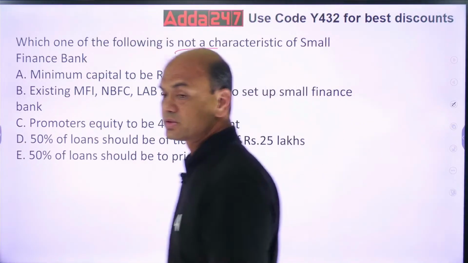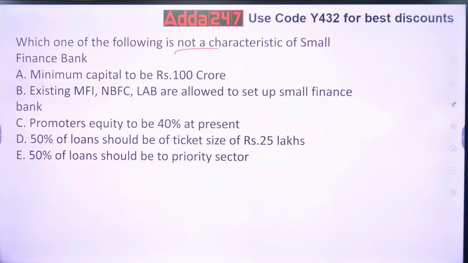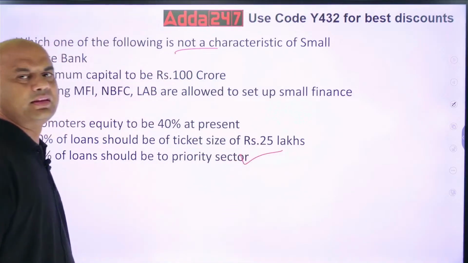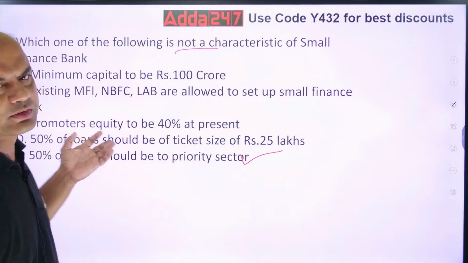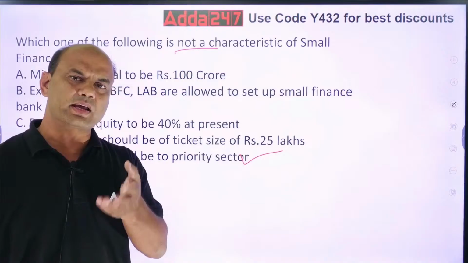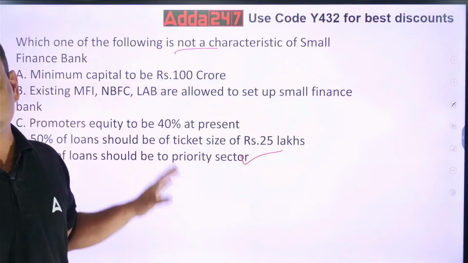Now, which one is not correct? Which one is not correct? Small finance banks. The answer is E. 50% of the loans should be to priority sector, not correct. For small finance banks also, they have almost the same rule as that of the cooperative and RRBs. Okay, so 50% is not the rule.